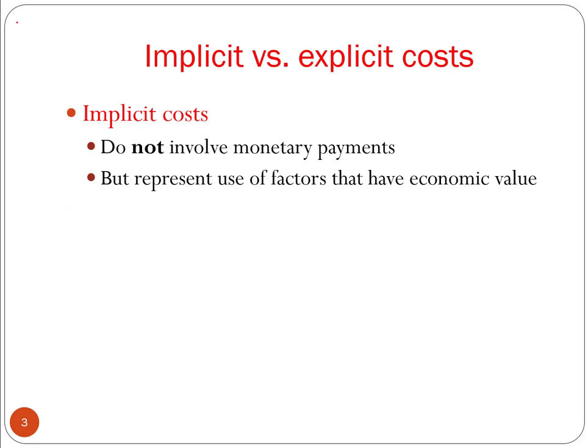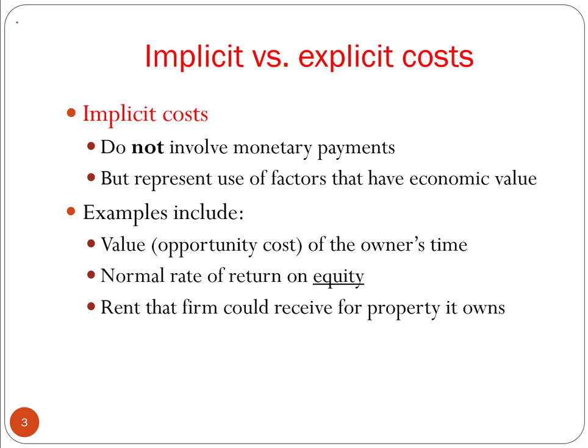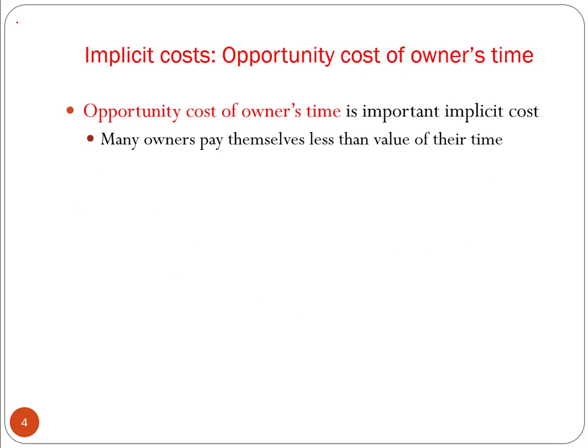Implicit costs are costs that do not involve monetary payments, but they represent the use of factors that have economic value. So this is a slightly harder concept to get, but the kind of thing to think about is, and we'll talk more about these, the value of the owner's time, normal return on equity, rent that the firm could receive on property it owns. So let's start with the opportunity cost of the owner's time.